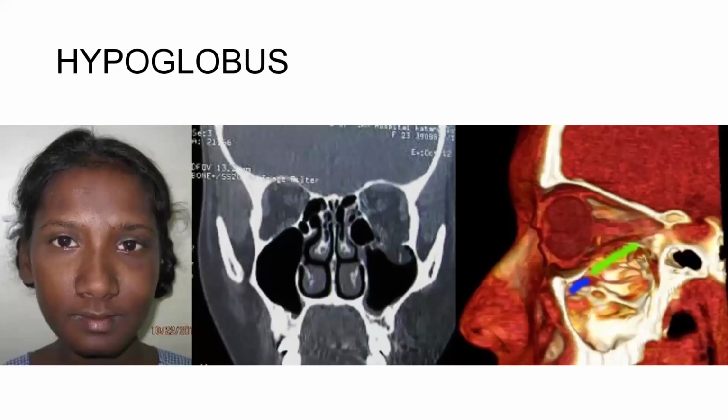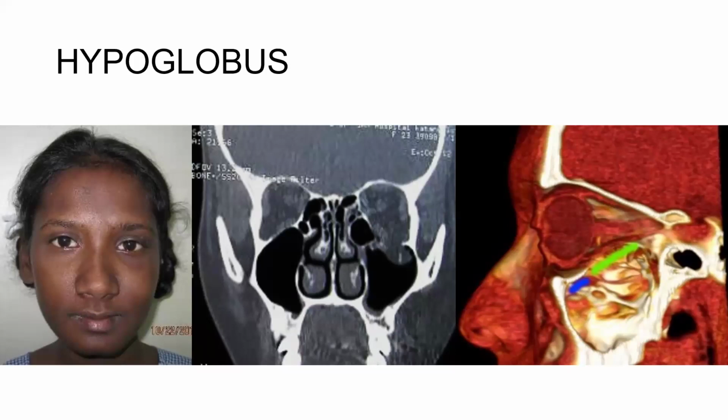Okay, hypoglobus. Now there is a vertical displacement of the eye. This is called hypoglobus. Enophthalmos and hypoglobus can occur together, or they can even occur separately as well. This patient, whom I have shown, has only hypoglobus, not enophthalmos.